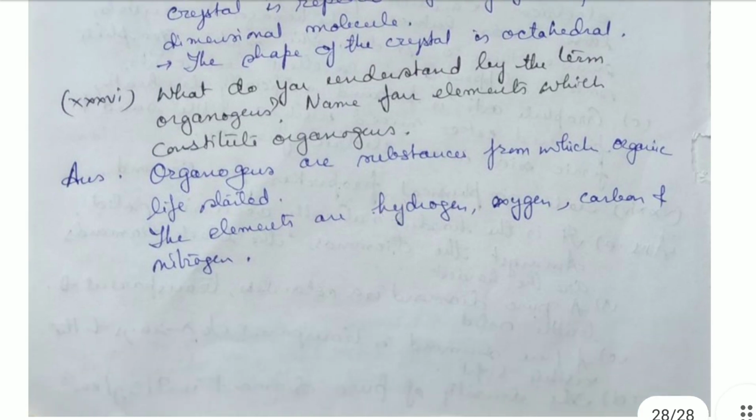Now, what do you understand by the term organogens, and name four elements which constitute the organogens? Organogens are substances from which organic life started, that is, the chemical substances present naturally from which life originated. The elements are hydrogen, oxygen, carbon, and nitrogen. These combine to form life on the earth.